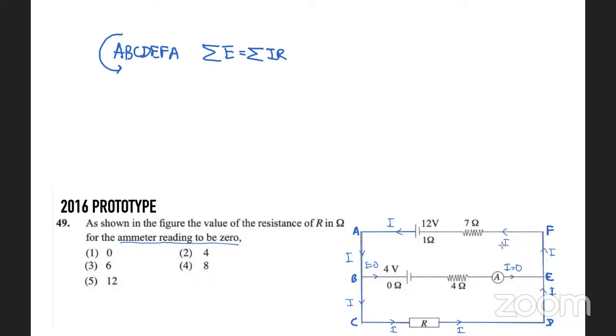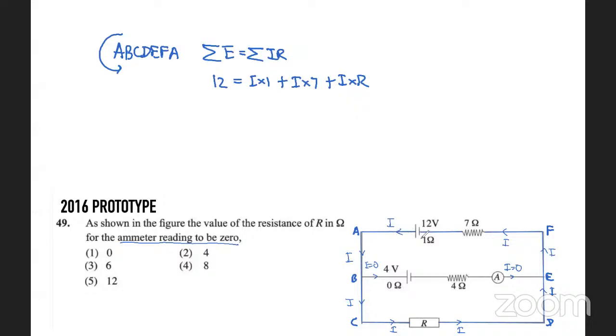This is why I wanted to explain certain samples from past papers and prototype papers, so that in future you don't have to put this as I1, I2 and I3 and waste your time. Sigma E for the loop we are considering is just 12 volt. This battery we don't have to consider because it's not within the loop. Sigma IR: current I is flowing through I into 1 ohm plus I into 7 ohm, and I into R.